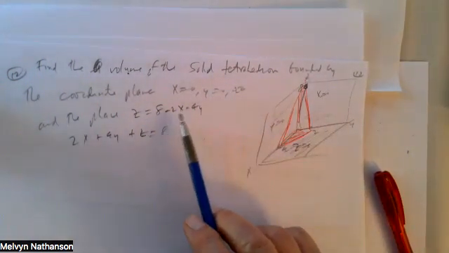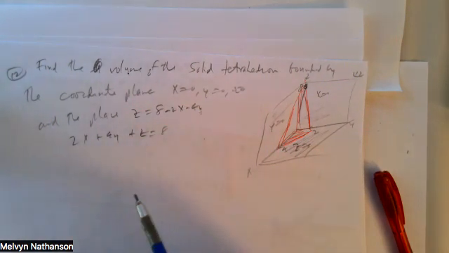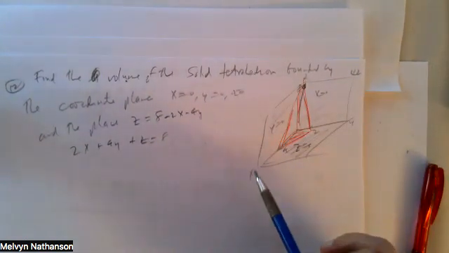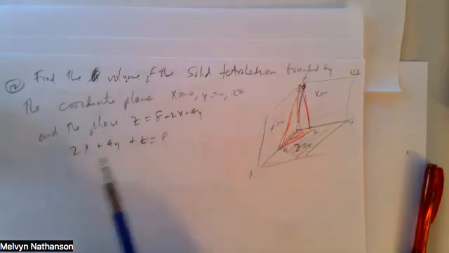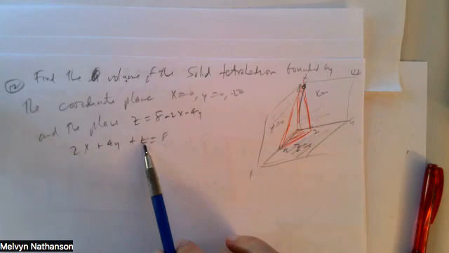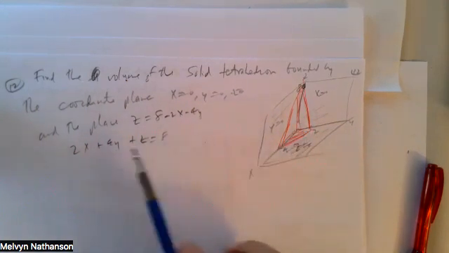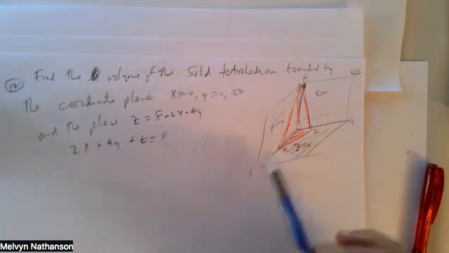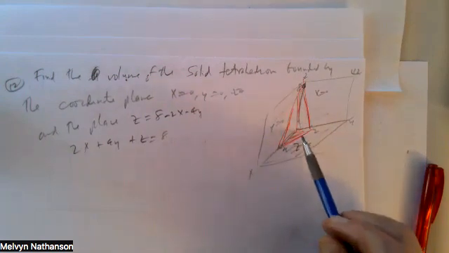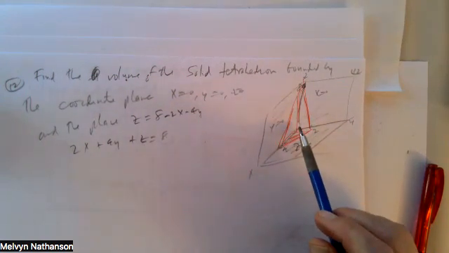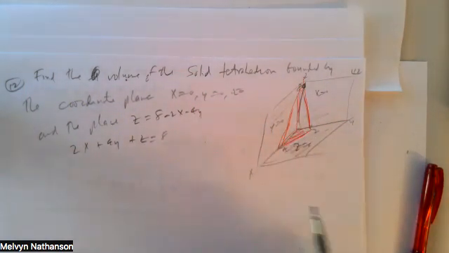You have this plane, z equals 8 minus 2x minus 4y, or 2x plus 4y plus z equals 8. And where does this plane cut the coordinate axes? When x and y are 0, z is 8. When x and z are 0, 4y equals 8, y is 2. When y and z are 0, so you're on the x-axis, 2x equals 8, so x is 4. So we have this tetrahedron bounded by the coordinate planes and this plane. And we want to find its volume.